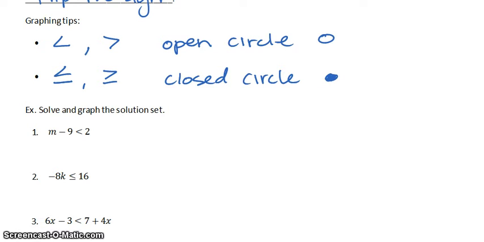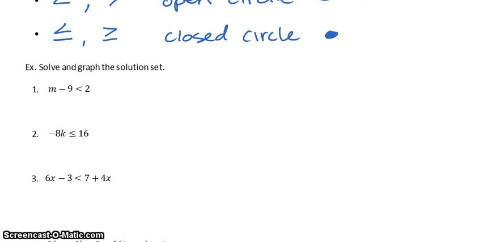So now we're going to solve and graph that. So, add 9 to both sides. Same thing like an equation. We get n is less than 11. So that's my answer.